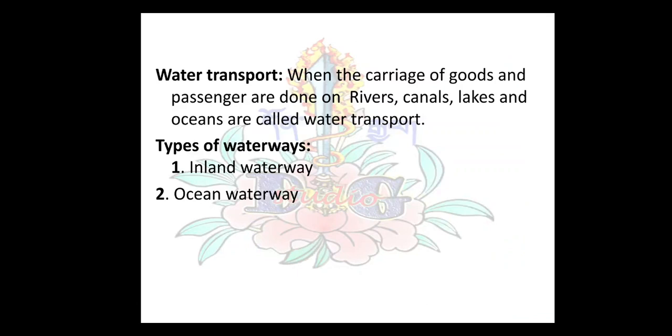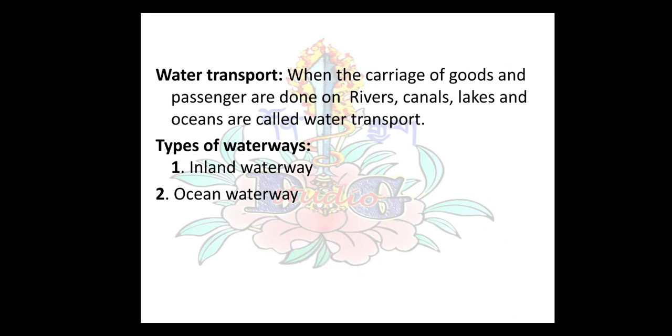So these are the types of water bodies. If we navigate on these water bodies from one place to another place, then it is called water transport. In water transport we have two types: inland and ocean waterways. Inland means inside the land. We have water bodies such as rivers and lakes. These are called inland.